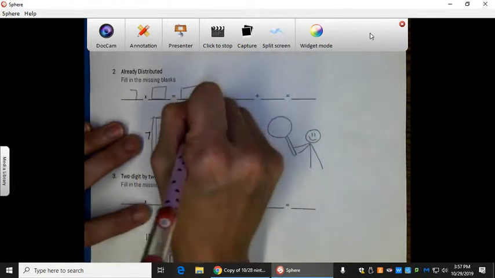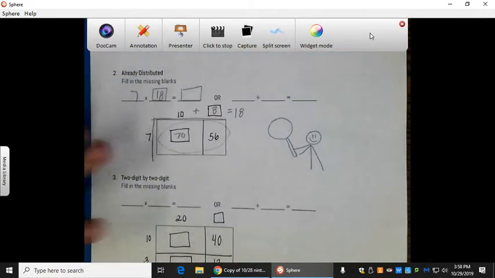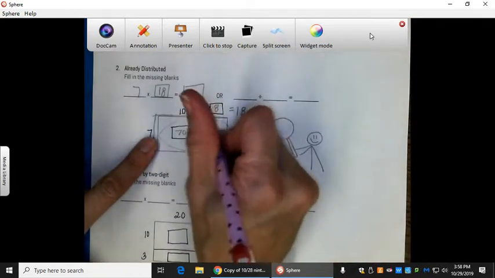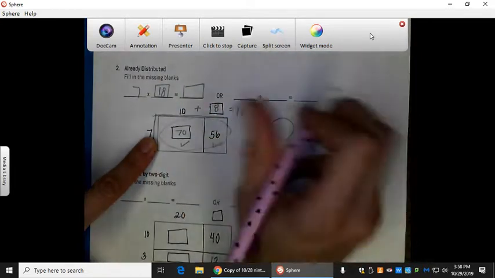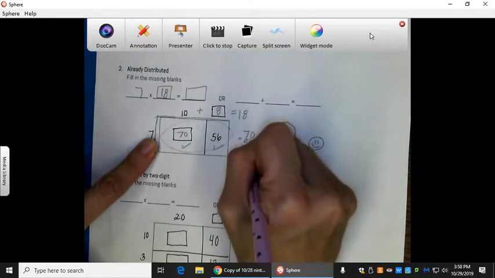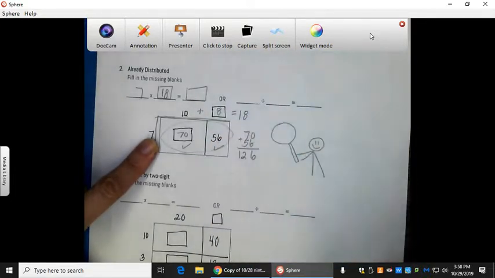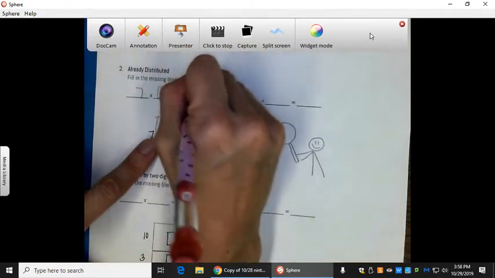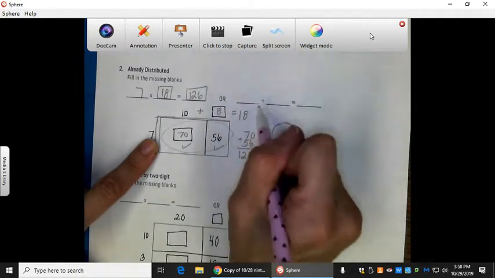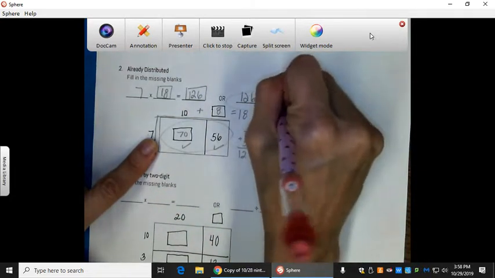So wait, 7 times what? 10 and 8 is 18. So 7 times 18. And now what is 7 times 18? Well, I don't know. Right now I have a partial product and a partial product. Let me add those. 70 plus 56. 6 plus 0 is 6. 7, 8, 9, 10, 11, 12. So we get 126. So 7 times 18 is 126. Or, how can I read that as division? 126 divided by 18 is 7.